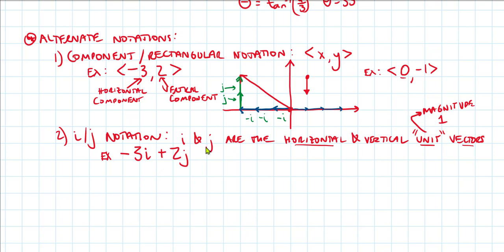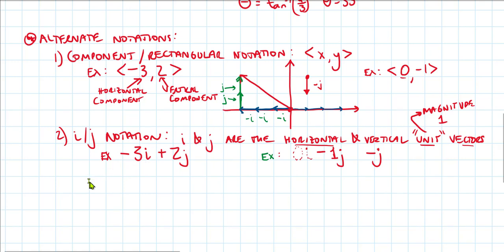So that is ij notation. By the way, this vector and component notation up here, or rectangular notation, in ij notation would be 0i. We don't have any horizontal unit vectors. And then we have negative 1j, although we don't really need to write that negative 1. We can just write negative j. So this vector right here that simply goes down 1 vertical unit could be notated in ij notation as a negative j vector. That is ij notation.